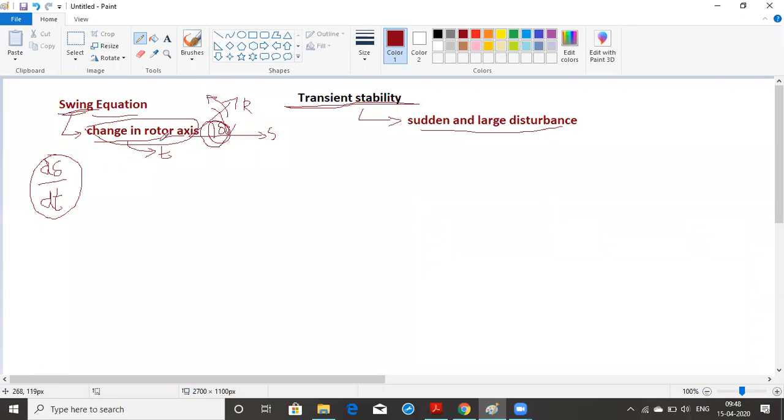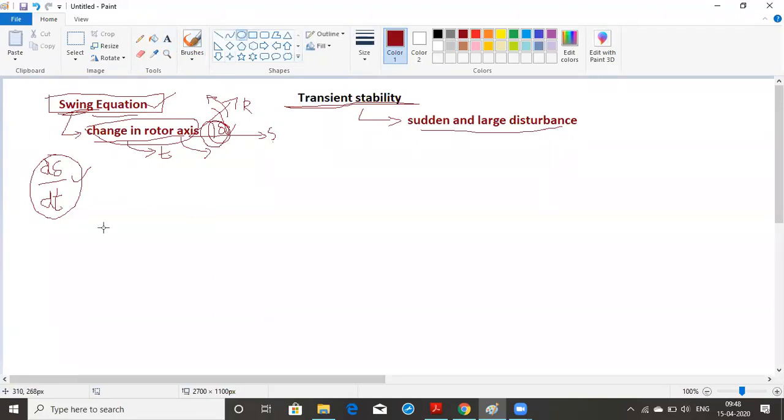So the relative motion of the rotor axis with respect to the stator axis as a function of time is called the swing equation. This is a very, very important definition. Mostly they are going to ask you this as a short answer. So now we will try to derive the swing equation here itself.